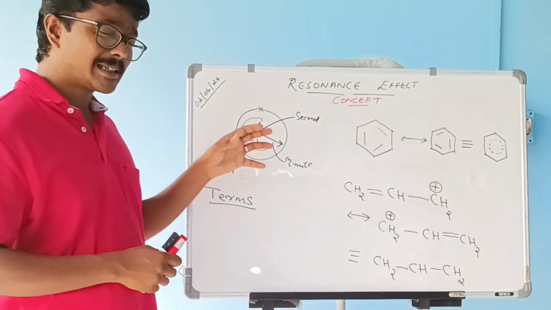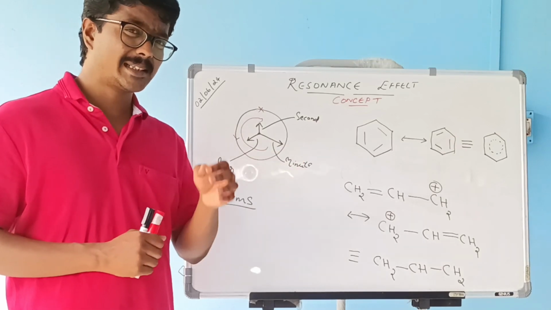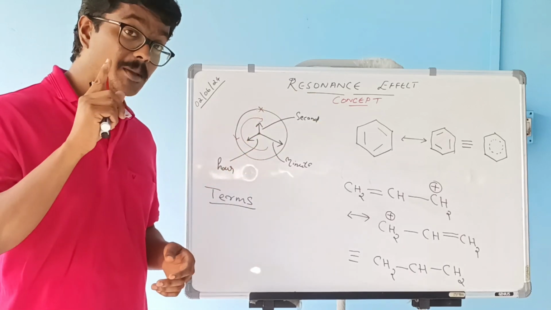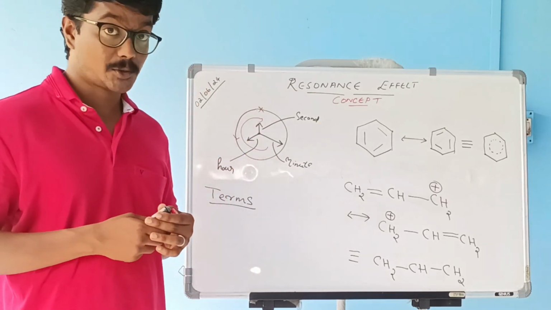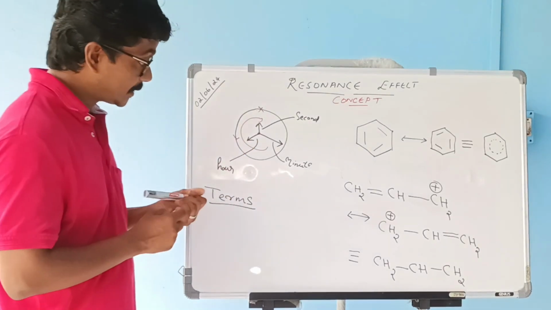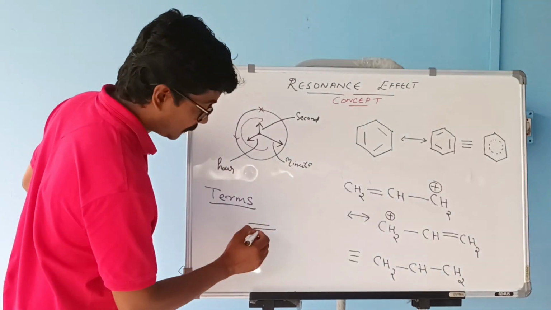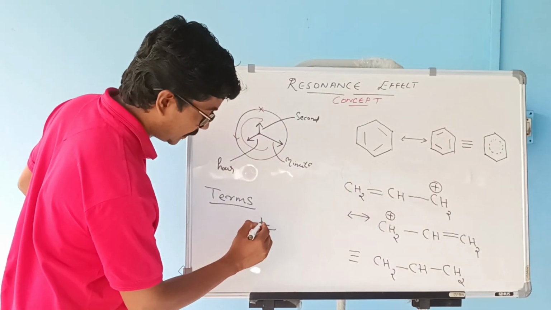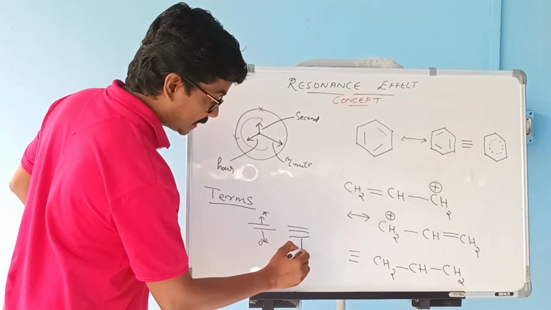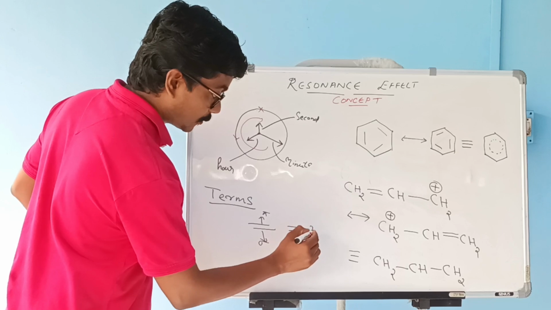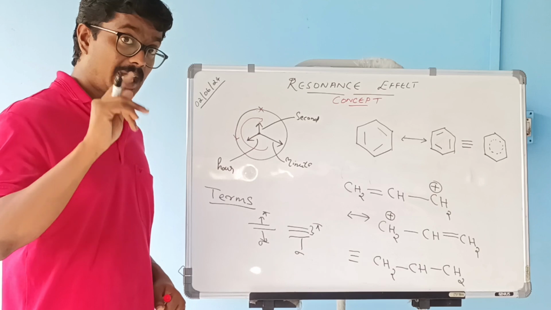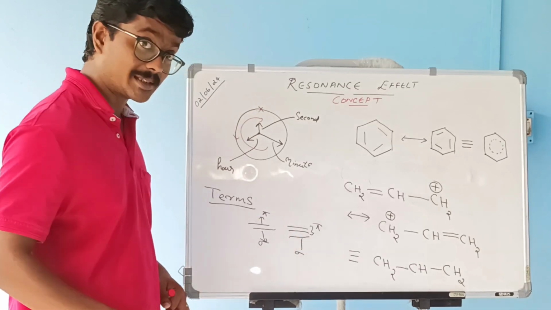And before understanding the concept, we must know certain terms that are continuously used in studying this resonance effect. One of the main terms is pi bond. As you all know, in a double bond, one is a sigma bond and one is a pi bond. In a triple bond, one is sigma and the other two are pi bonds. This is the triple bond case.